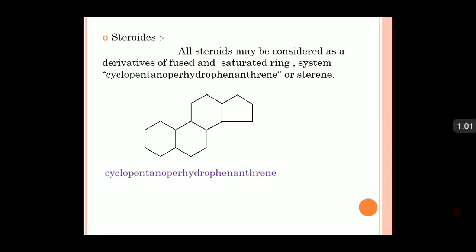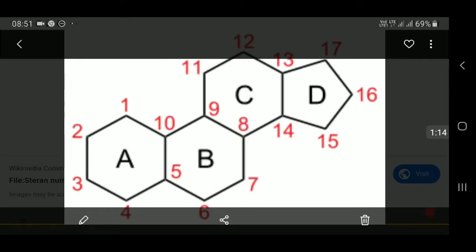So all steroids may be considered as derivatives of a fused and saturated ring system, that is cyclopentanoperhydrophenanthrene nucleus or sterane nucleus. Here the numbering is shown. There are A, B, C, three 6-membered rings, and D is a 5-membered ring, which are fused to form the sterane nucleus, and the carbon atoms are numbered as shown here.